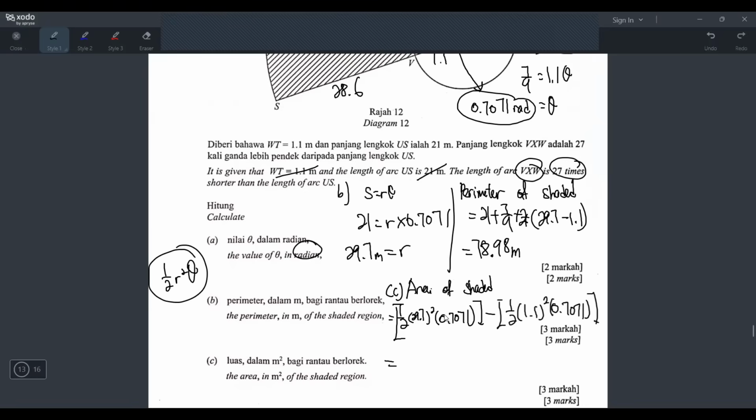Okay, let's press 29.7 squared times 0.7071 divided by 2. My calculator gives me 311.86. And then this one, let's press the whole thing: 1.1 squared divided by 2 times 0.7071. Okay, my calculator gives me 0.4278. Actually, it's 0.42777, but the next number is more than 5, so I plus 1. And then 311.86 minus the answer. Okay, I get 311.43. So I'll just write 311.43. But it's in meter squared because it's area. So yeah, done. That's the answer.